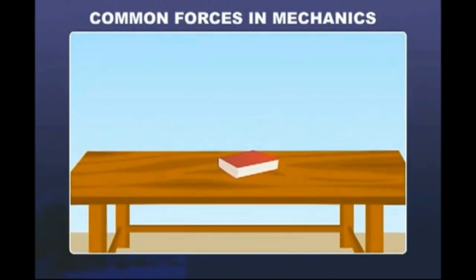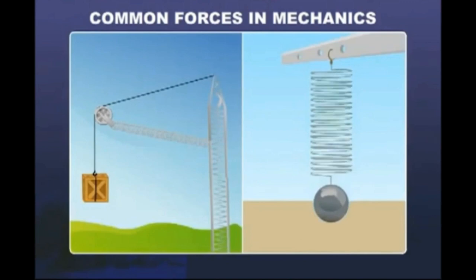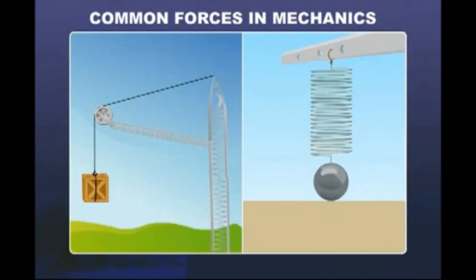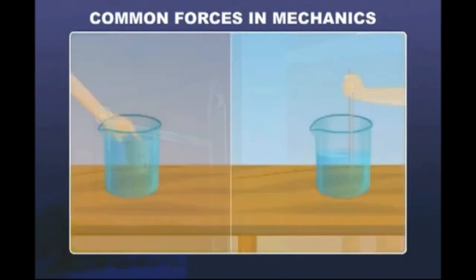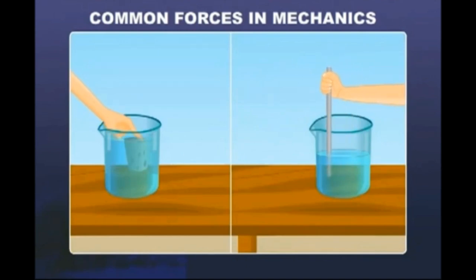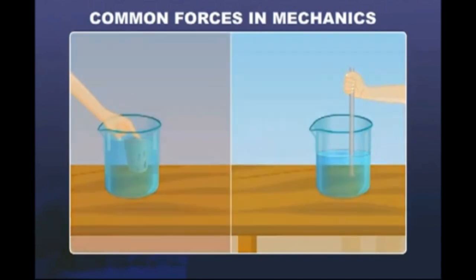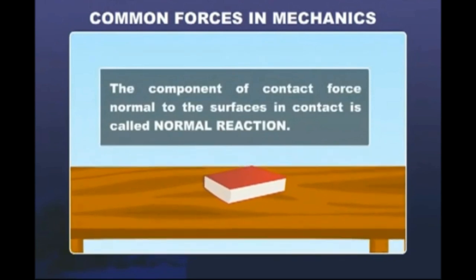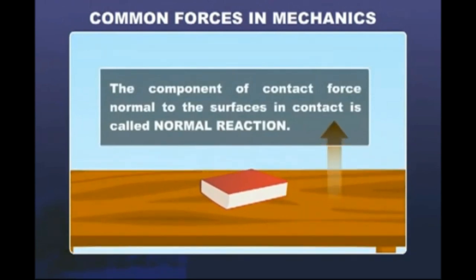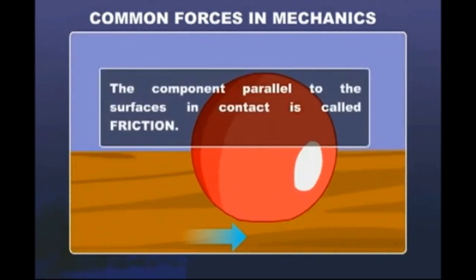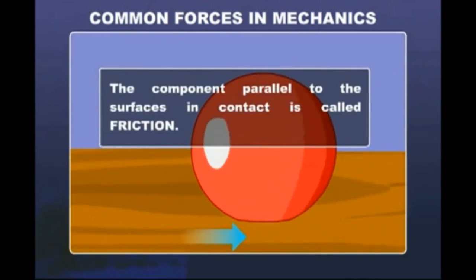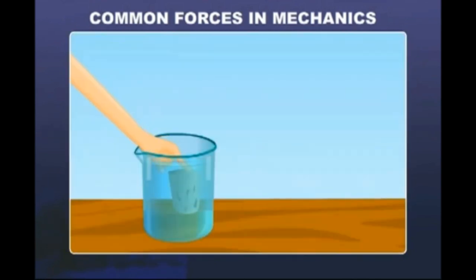When bodies are in contact, like a book resting on a table, or a system of rigid bodies connected to cones, hinges and other types of support, there are mutual contact forces for each pair of bodies satisfying the third law. The component of contact forces normal to the surfaces in contact is called the normal reaction force. The component parallel to the surfaces in contact is called friction.